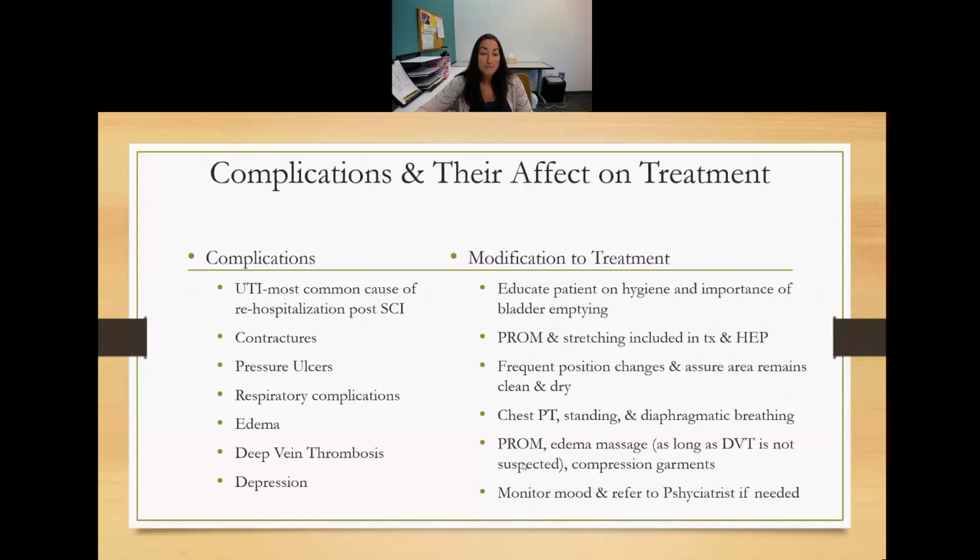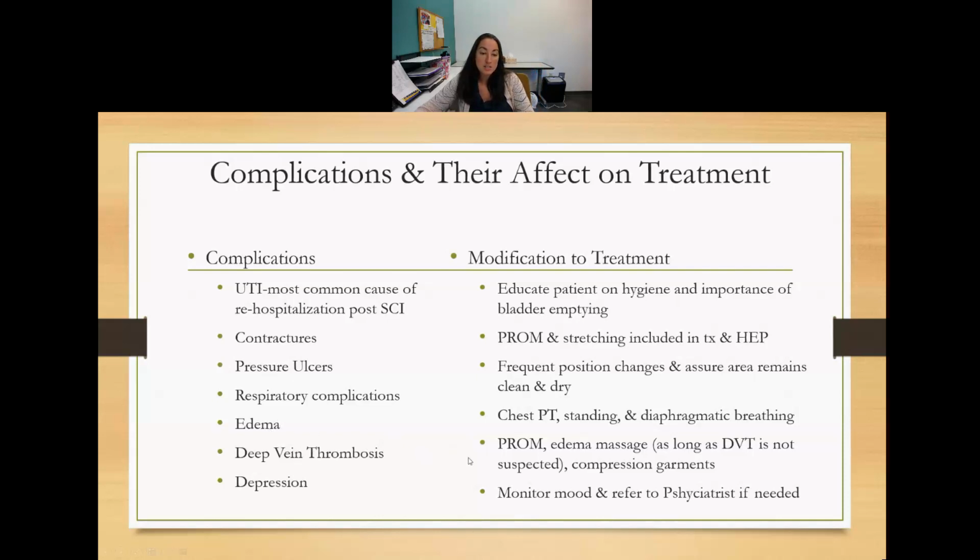Respiratory complications, we can do chest PT, but of course standing and sitting up in bed can really help decrease those complications as well. We can teach diaphragmatic breathing. That's kind of a key after a spinal cord injury because sometimes the diaphragm is affected, sometimes the muscles of respiration are affected, but if there's some strength in the diaphragm, that can be a key one to teach.